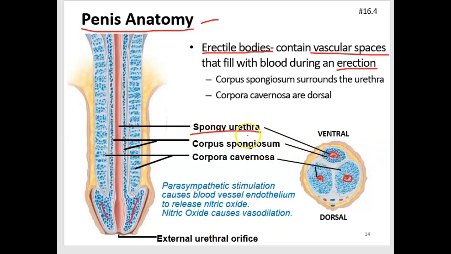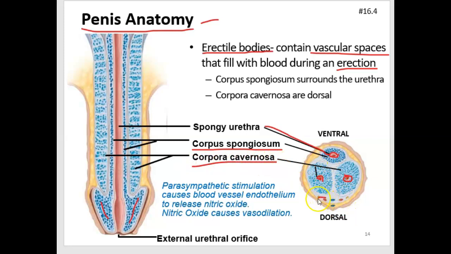One is called the corpus spongiosum that surrounds the urethra. I made a mistake. This is the urethra right here. This is not a blood vessel. Please forgive me. And the other two are called corpora cavernosa.